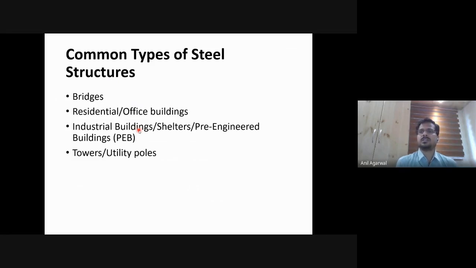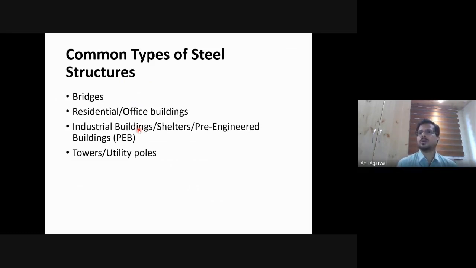So there was a time when these industrial buildings were mostly made with trusses and columns. But now moment resisting frames are commonly used in industrial buildings, which is commonly known as PEB. Okay, and then the third primary type of structural system where steel is used is towers or utility poles.